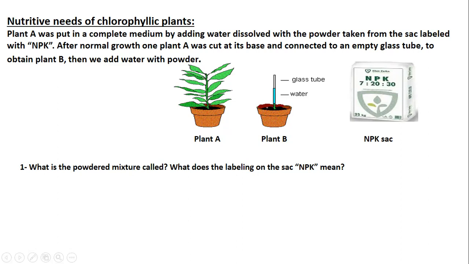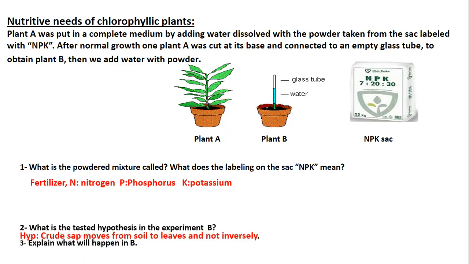What is the powder mixture called? What does the labeling of the sac NPK mean? This powder is a fertilizer. Each letter of them means one element needed for plant development, N for nitrogen, P for phosphorus, and K for potassium.